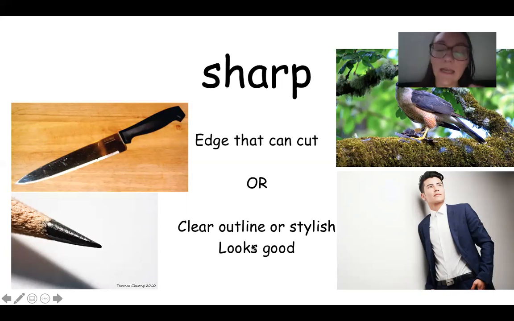Or it can mean clear outlines. So you'll see that this picture that's kind of covered up by my video is like a really clear picture of a bird. And so it's really clean outline. So people will say, oh, that picture is really sharp. It means that it's really clear and you can see all of the little details. You could also say, oh, they look really sharp today. It means that you look stylish or you look good, that kind of thing. Or they could say, oh, that dress is sharp. It just means it looks good.